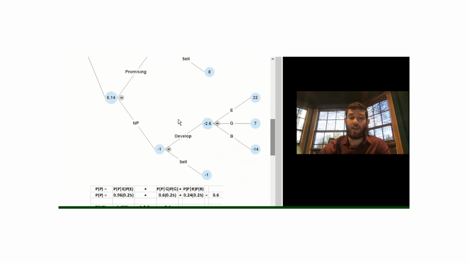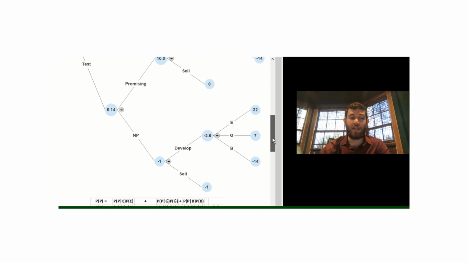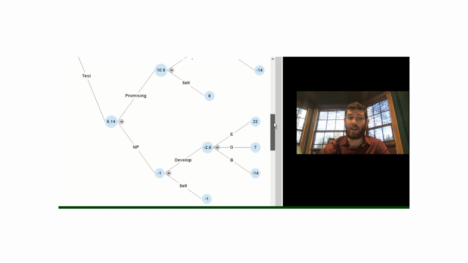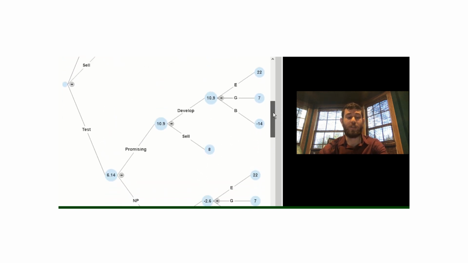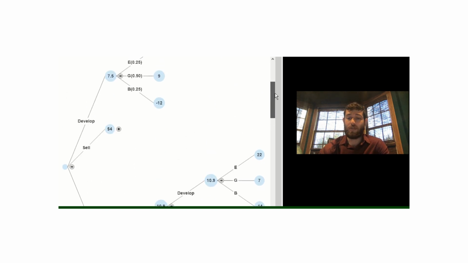When we do a not promising result, if we develop, we expect a negative 2.6 million, which again would be calculated from the probabilities. And a sell for negative 1, we'd rather lose 1 million than negative 2.6, so we'll choose that. And then the expected values of promising 10.9 and negative 1, and we calculated these probabilities of promising and not promising. We multiply and calculate an expected value of 6.4. And now we have our values for each option, expected value of test, expected of sell, and expected of develop, and we choose the best one.